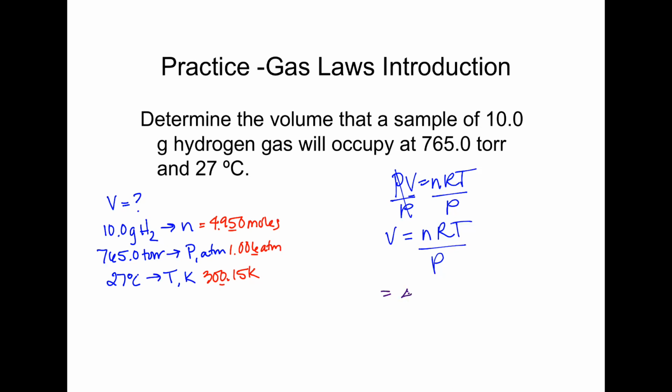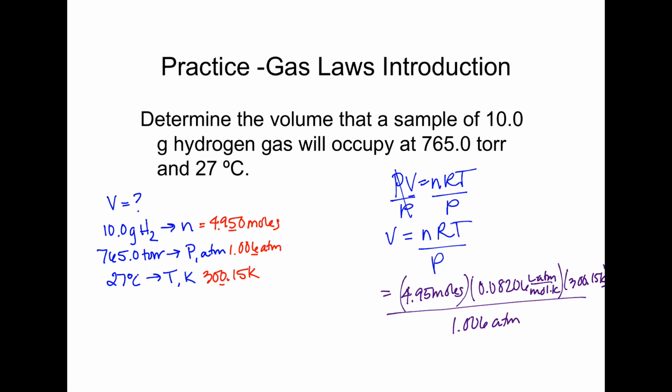For my moles, I got 4.95 moles. For R, it's 0.08206 liters atmospheres per mole K. And then my temperature was 300.15 K. Pressure on the bottom was 1.006 atmospheres. And when I put that into my calculator, I got 121.19. The units are atmospheres cancel out, moles cancels out, K cancels out, so it's liters. So the units of liters.